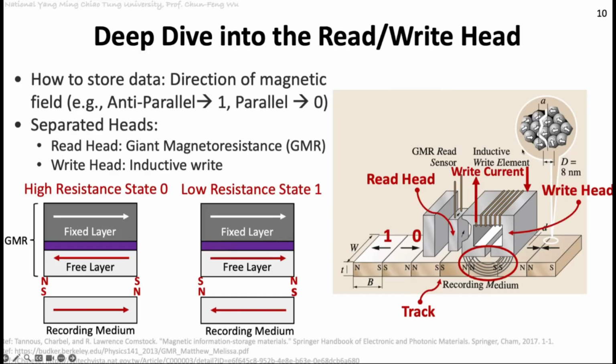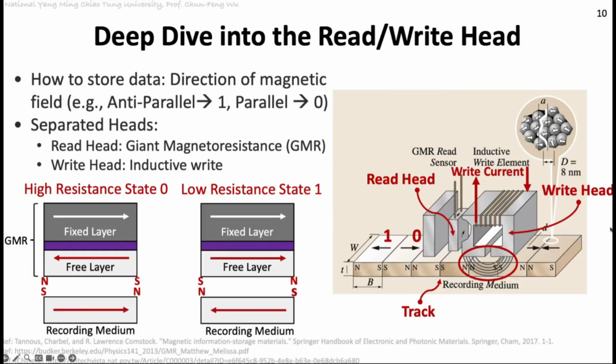Okay, so give a current inside the write head. The write head will give you a super large magnetic field, and then it will adjust the magnetic directions on the recorded medium. Okay, so this is the way the write head works.